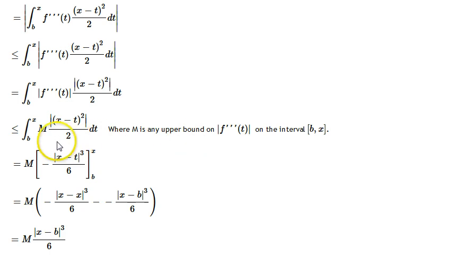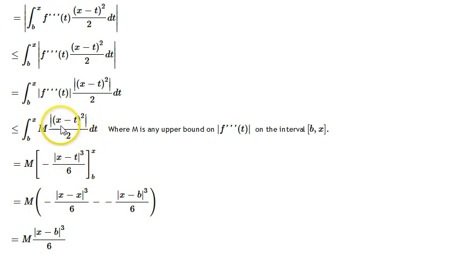Okay, so replacing that with M means we're replacing it with something bigger, because M is chosen to be an upper bound, so something bigger than that third derivative, which then allows us to do the integral. Because M is a constant, it can come out. What's left is just a polynomial. It's a quadratic, (x minus t) squared over 2. Remember, t is the variable here.